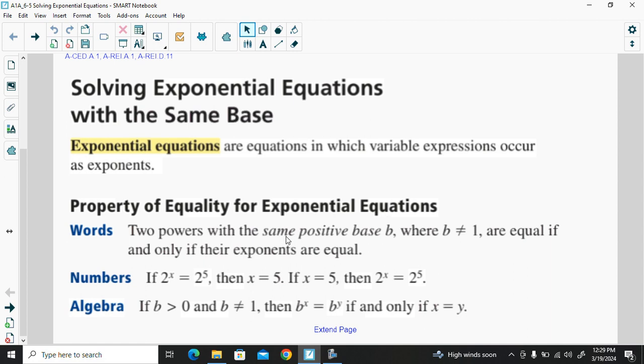Two powers with the same positive base b, where b does not equal 1, are equal if, and only if, their exponents are equal. If 2 to the x is equal to 2 to the fifth, then x equals 5. If x equals 5, then 2 to the x is 2 to the fifth.